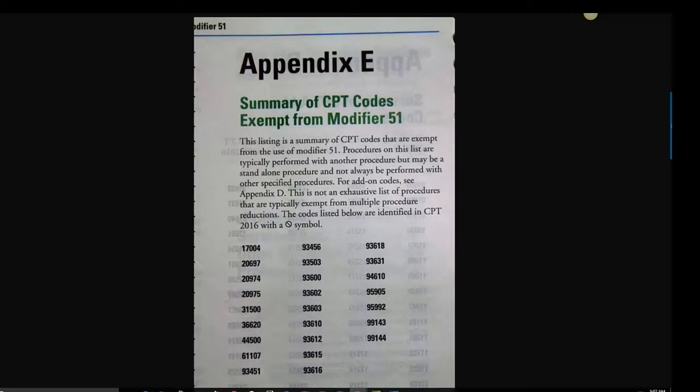Here's our next symbol, meaning these codes are exempt from Modifier 51. As you will learn about modifiers in the course, Modifier 51 is to show an additional procedure. The codes with this symbol indicate that when used with an additional procedure, they do not require a 51 modifier. However, not to mix these up with the codes in the previous page, these codes do not have a plus sign next to them, so they can be billed alone if need be.